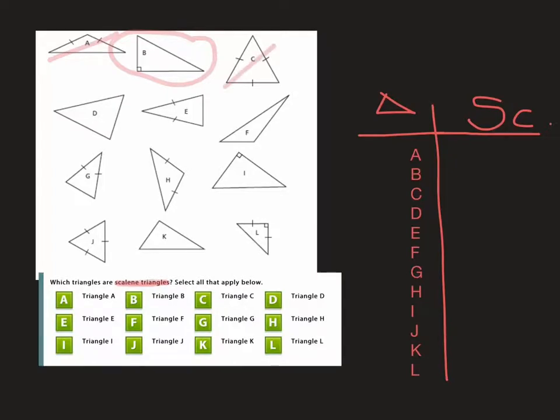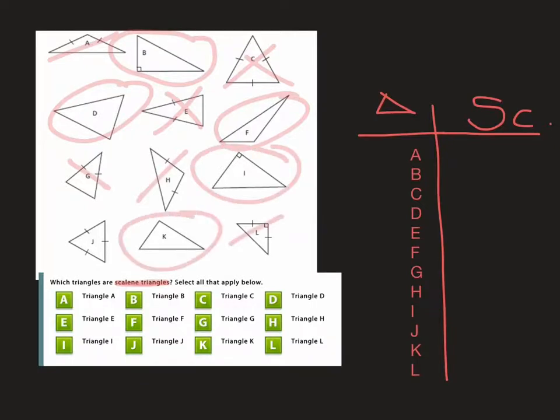C is equilateral. They're all the same. D is all different. E is isosceles. F is all different. G is isosceles. H is isosceles. I is all different. L is isosceles. K is all different. J is equilateral. So we are left with triangles B, D, F, I, and K as scalene triangles.